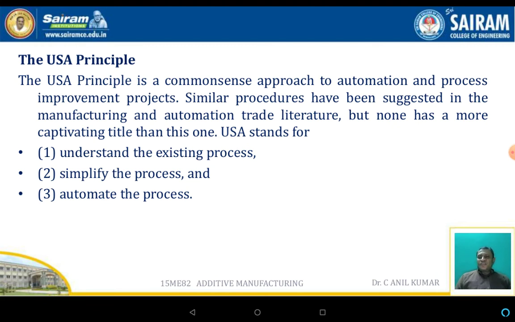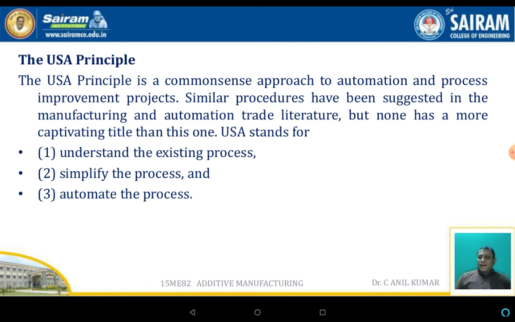The USA principle, or the US principle, is a common-sense approach to automation and process improvement in projects, similar to a procedure. It has been suggested in the manufacturing and automation training literature, but none has a more captivating title than that of the USA principles.